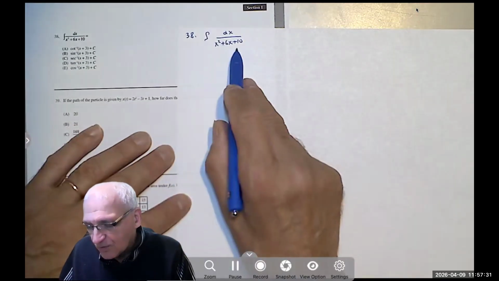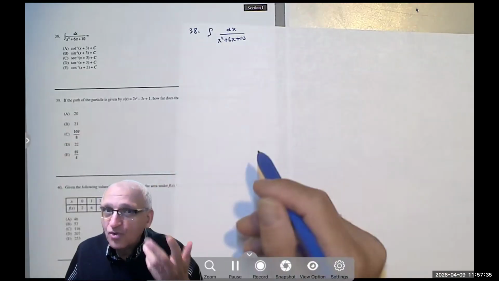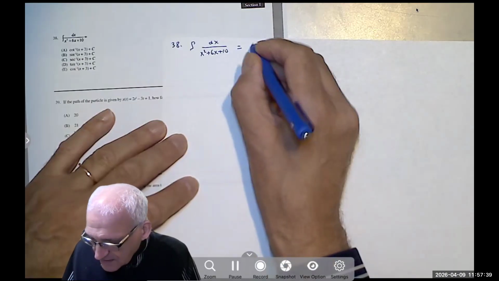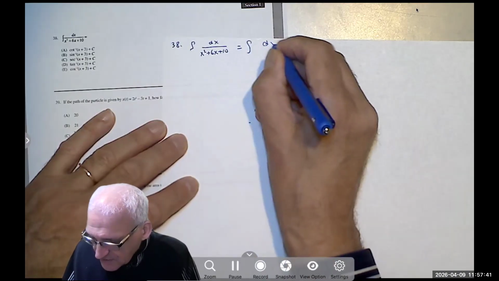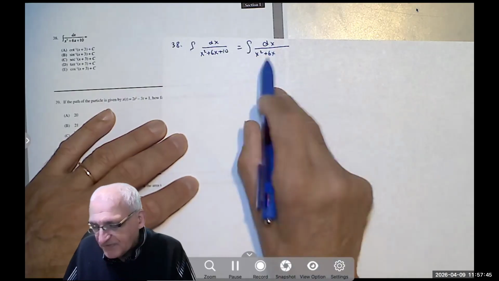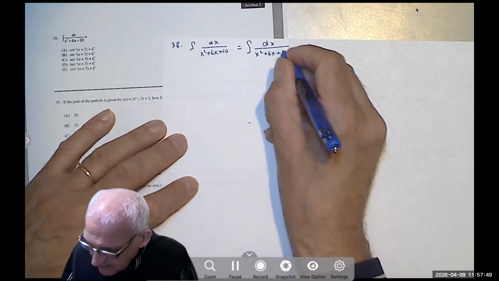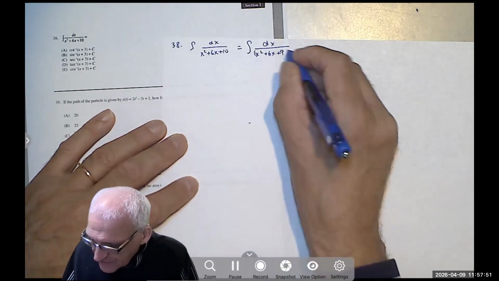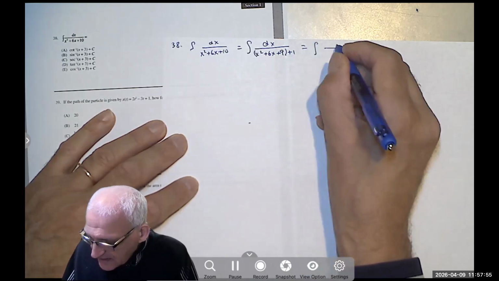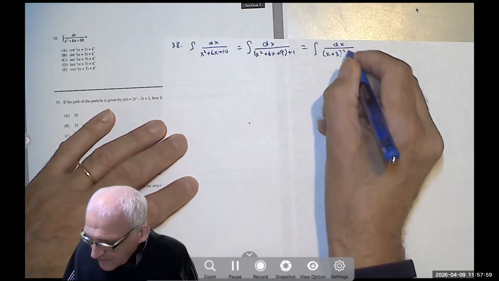what you see in the denominator is a quadratic. So you want to complete the square. You would say, well, okay, so this is the integral of dx over x squared plus 6x. Now, if you divide 6 by 2, you get 3. You square it, you get 9. So you want 9, but you have 10. So you have to say plus 1.